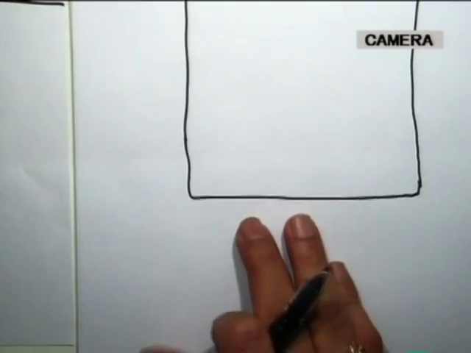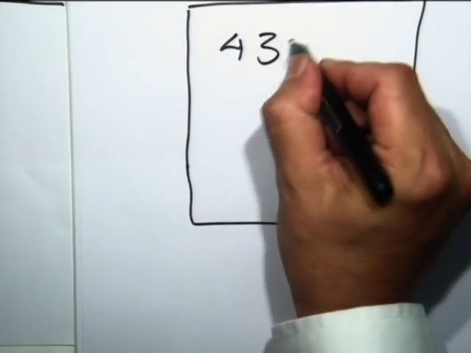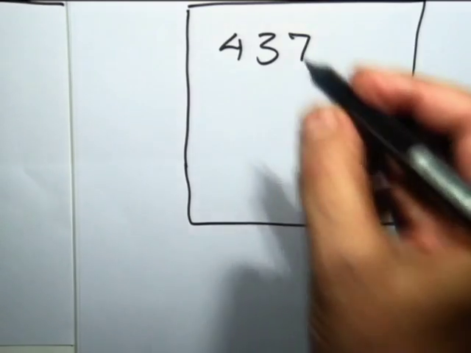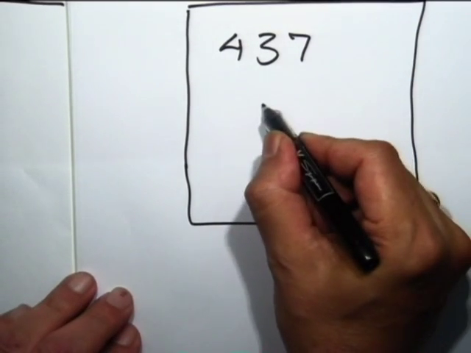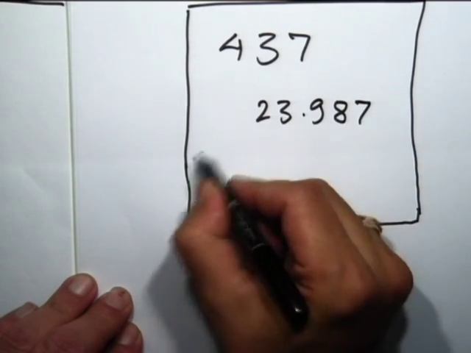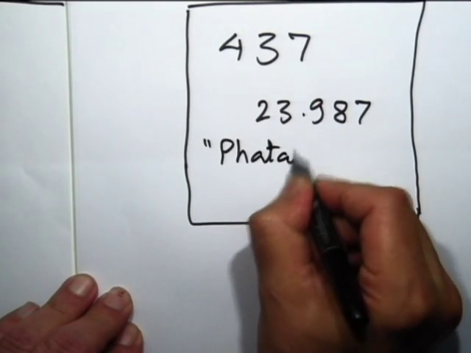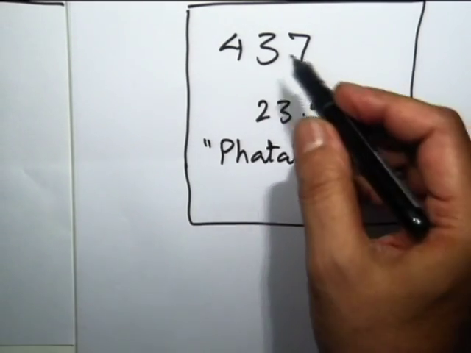For example, if this is the piece of paper that represents my memory, I can not only write 437 here, but if I want, in the same paper, I can write 23.987. I can write my name, Fatak, as a string. So how many values does this paper have now? Three values.